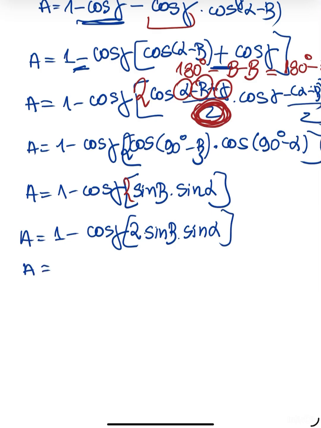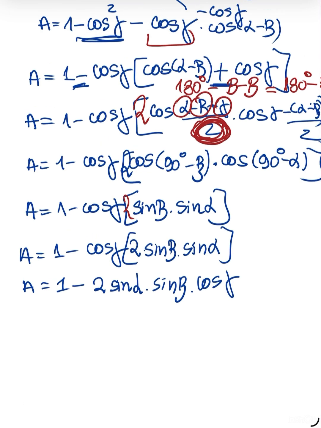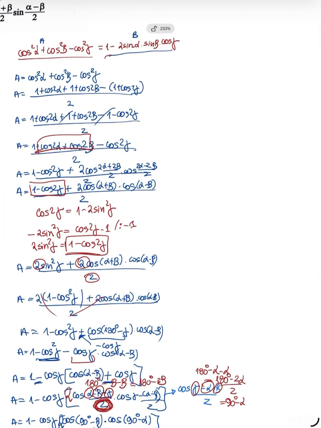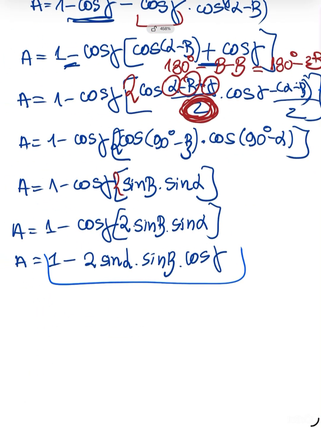And when we rearrange the terms, 2 times sine alpha times sine beta times cosine gamma is equal to A. We go back to B, and we see that B is equal to 1 minus 2 sine alpha times sine beta times cosine gamma, and we're having 1 minus 2 times sine alpha times sine beta times cosine gamma. So we proved that A is equal to B, and the exercise is solved.